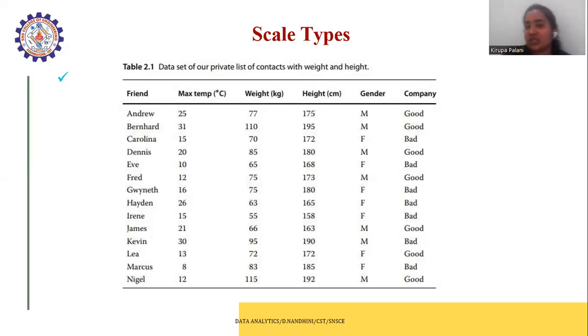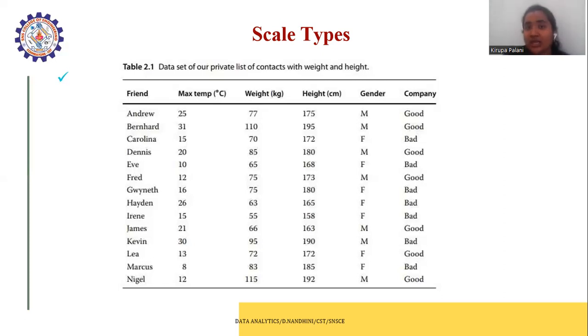Next is Eve. Her maximum temperature is 10, weight is 65, height is 168, gender is female, and the company is bad. Next is Fred. His maximum temperature is 12, weight is 75, height is 173, gender is male, and the company is good. Next is Hygiene. Temperature is 26, weight is 63, height is 165, gender is female, and the company is bad. Iron has temperature 15, weight 55, height 158, female, and bad. Kevin has 30, 95, 190, male, and bad. Miguel has maximum temperature 12, weight 115, height 192, male, and good.